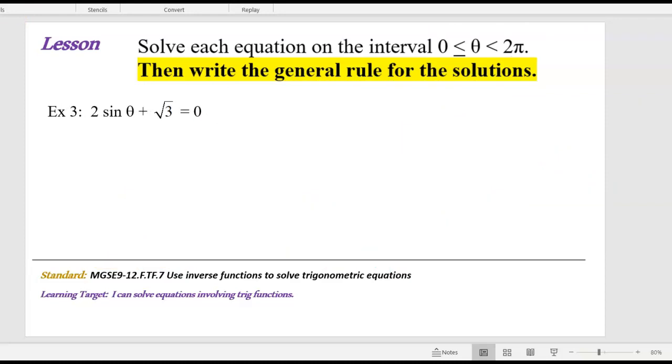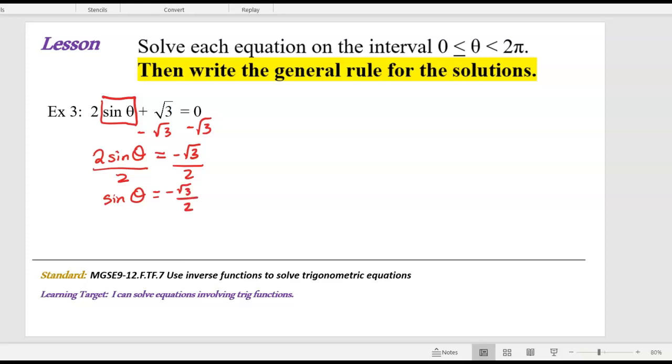So example 3 is just solving the equation. So think of sine theta as like the variable. I need to get the variable by itself. So this is going way back to 6th or 7th grade when you first started solving equations. So think of this as 2x plus something equals 0. If I want to get sine theta by itself, I subtract root 3 on both sides. That leaves me 2 sine of theta equals negative root 3. You can kind of see where we're going. And then 2 times sine of theta, I need to divide both sides by 2. Sine of theta equals negative root 3 over 2.